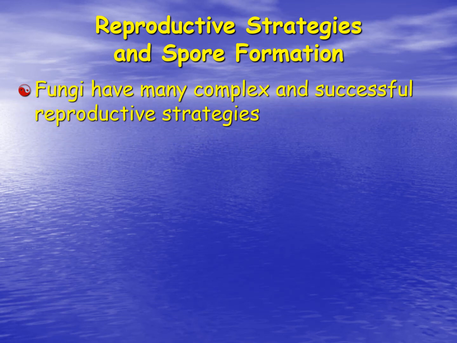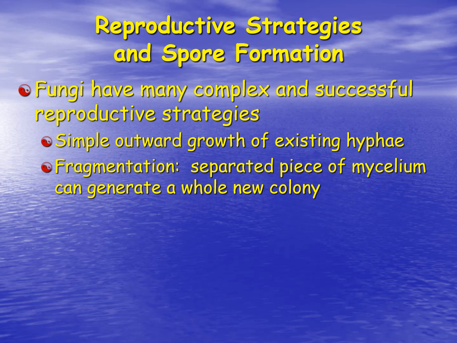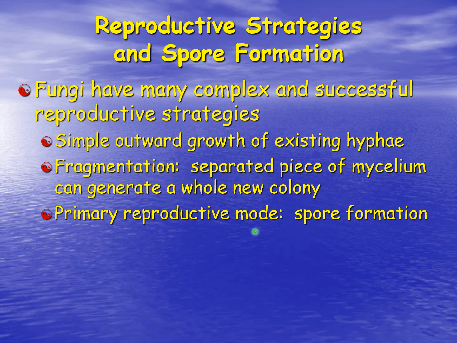Fungi have many complex and successful reproductive strategies. As I said, all fungi reproduce asexually. However, some actually can reproduce sexually as well. So we have simple outward growth of the existing reproductive hyphae that produce the spores. In a few fungi, we actually have a process known as fragmentation, and this is basically a separated piece of the mycelium that can now generate a whole new colony and start growing on its own. But the primary reproductive mode is by either asexual spore formation or sexual spore formation.